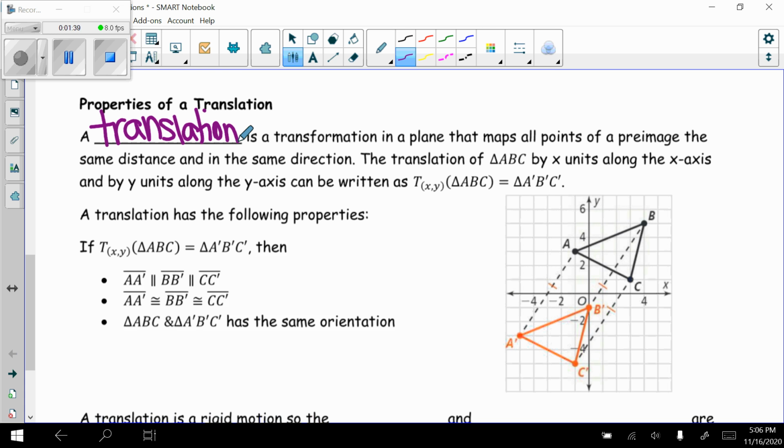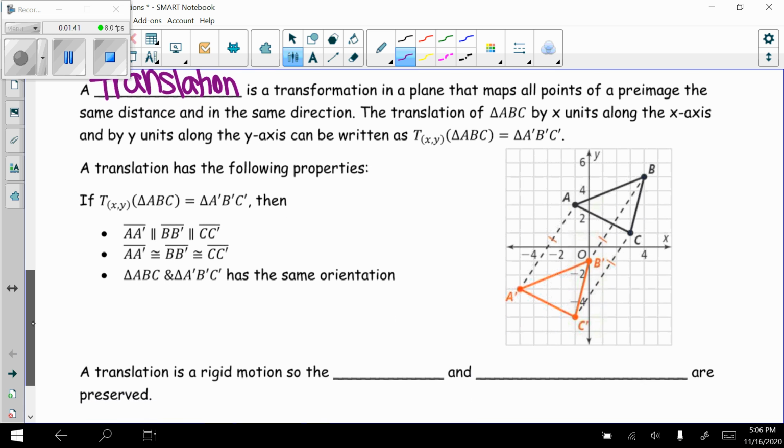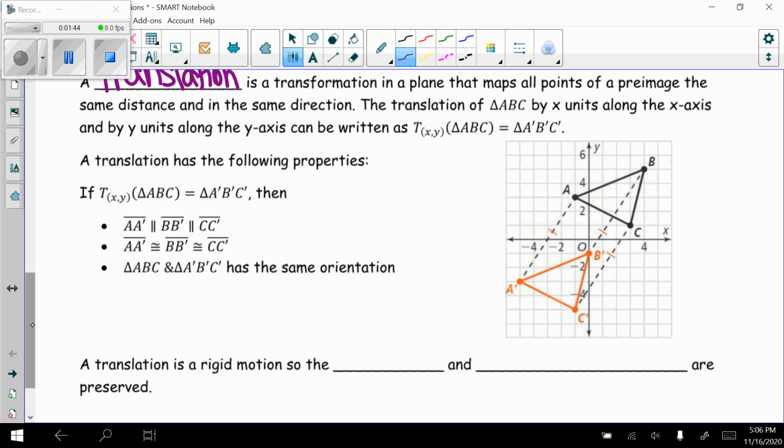If I look at this picture, if the translation of x comma y of triangle ABC is equal to A prime, B prime, C prime, then the line AA prime is parallel to the line BB prime, which is parallel to the line CC prime. So all of these lines, from A to A prime, from B to B prime, and C to C prime, when I connect those lines, those three lines are going to be parallel. Then that line, A to A prime, is congruent to the line BB prime, which is congruent to the line CC prime. They all have the same length, okay?